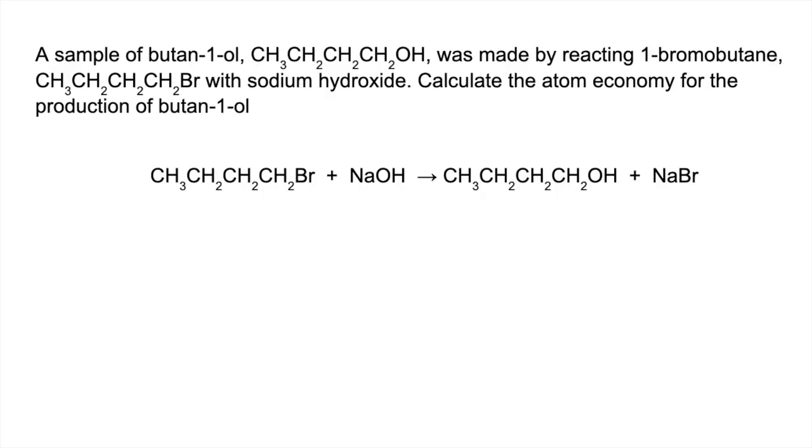It's about making butan-1-ol from the reaction of 1-bromobutane and sodium hydroxide. So we've got to calculate the atom economy for the production of the alcohol. If you want to pause the video, have a go, and then play on when you're ready. So obviously the desired product is the butan-1-ol. So basically all we're going to do is work out, as a percentage of all of the atoms in the products, what percentage have gone into the desired product.